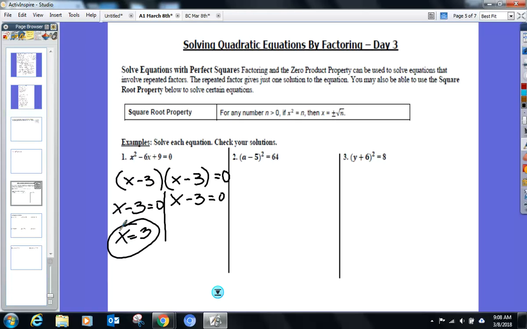Now we got something totally new here with this next one. (a minus 5) all squared equals 64. Whew. Please don't do anything yet. Don't try to be a hero, because here's what I would expect some of you to do. Maybe you'd move the 64 over. Don't do it. I still don't know what we're going to do with that.